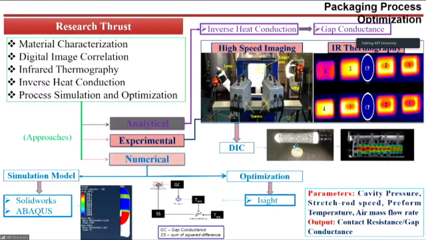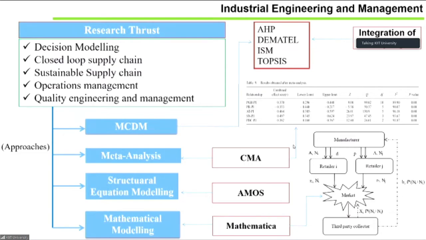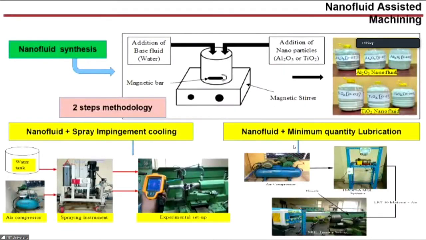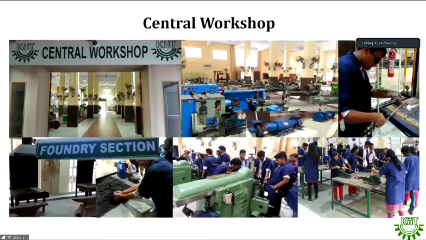Packaging process optimization, industrial engineering for multi-response optimization, quality engineering and management, with the help of different software, nanofluid machining that I have told already. So this is the dedicated central workshop where the first year School of Technology students, when they come to the campus, will go to conduct their project work and the first year basic manufacturing system laboratory in this workshop.